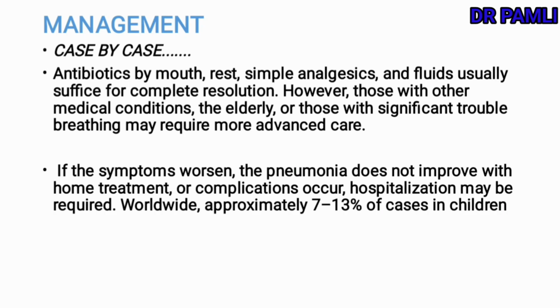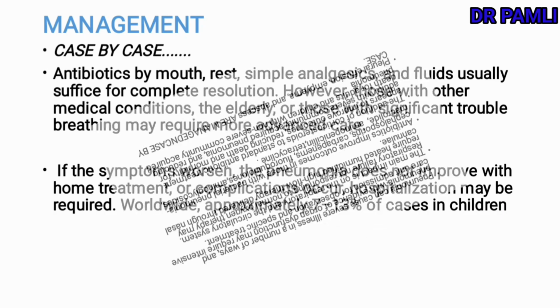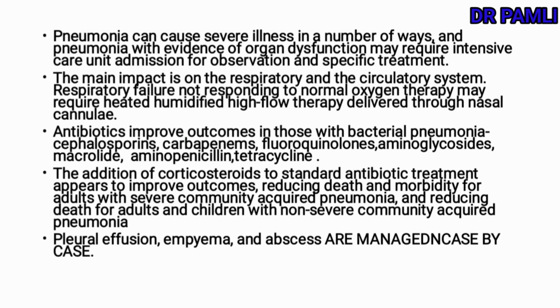Worldwide, approximately 7 to 13 cases per 100 of children are hospitalized due to this. Now, pneumonia can cause severe illness in a number of ways. A pneumonia with evidence of organ dysfunction may require intensive care unit admission for observation and specific treatment. The main impact is on the respiratory and circulatory systems. Respiratory failure not responding to normal oxygen therapy may require heated humidified high-flow therapy delivered through nasal cannulae, and I told you these are case by case.